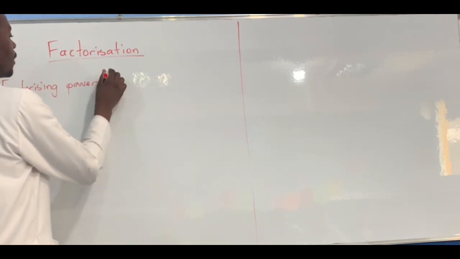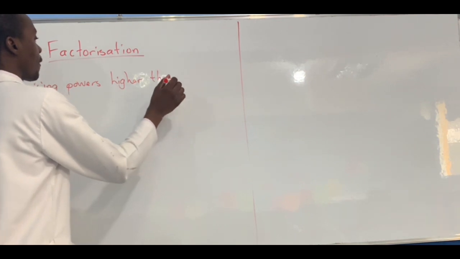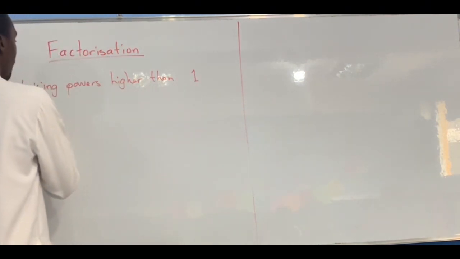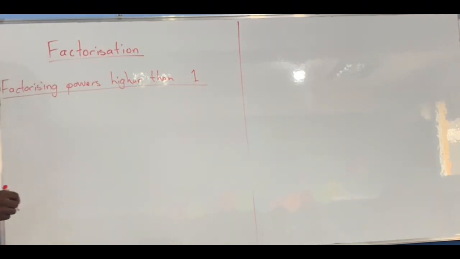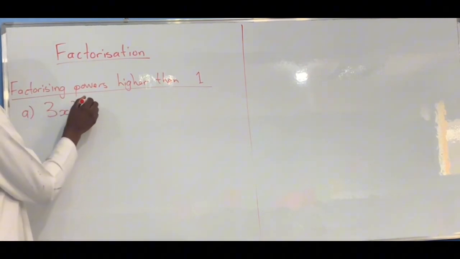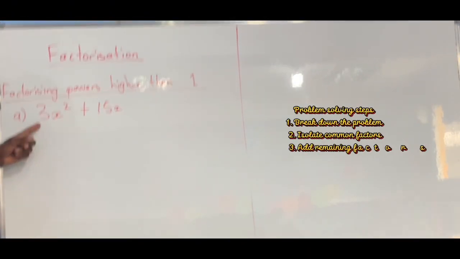So now we want to look at how we can factorize powers higher than 1. Factorizing powers higher than 1. We're only looking at the powers of x, or of the unknown, only being 1. Now we want to look at how we can factorize if there are powers of x higher than 1.